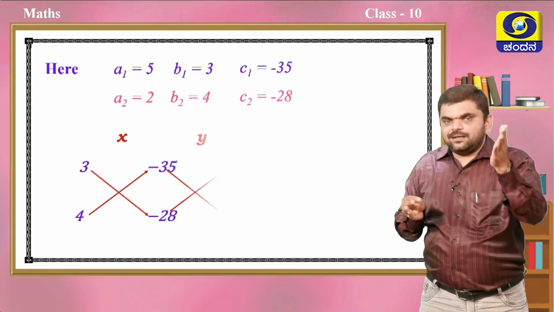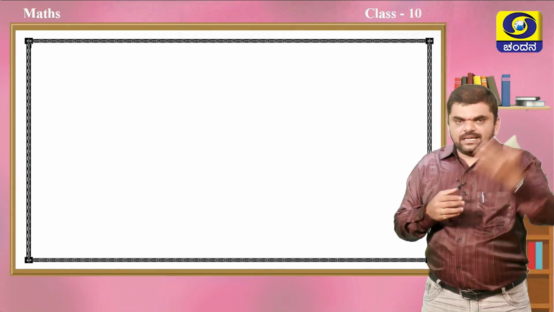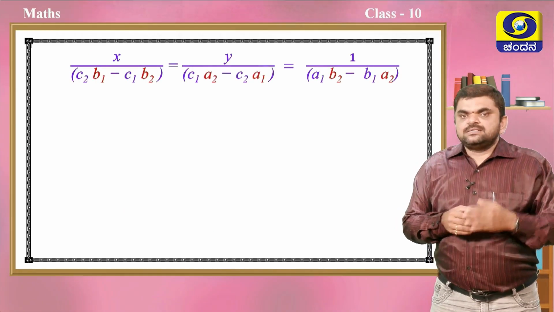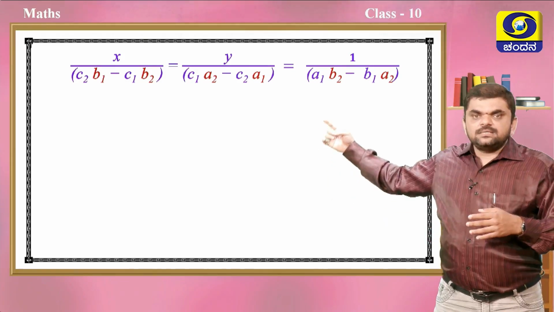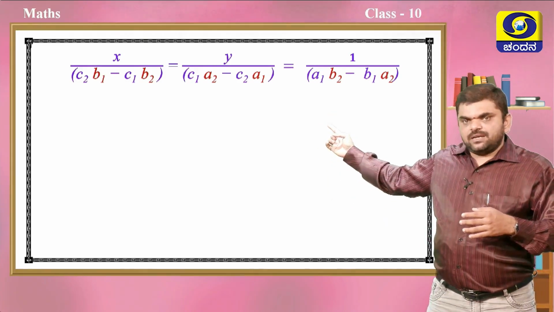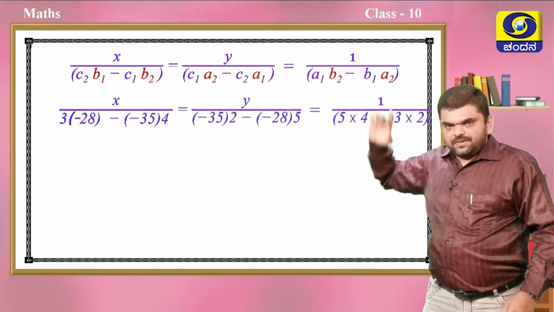Now recall that formula and substitute the values x, b1, b2, c1, c2, a1, a2 and b1, b2 again. So we will get like this: x by c2 b1 minus c1 b2 is equal to y by c1 a2 minus c2 a1 is equal to 1 over a1 b2 minus b1 a2.